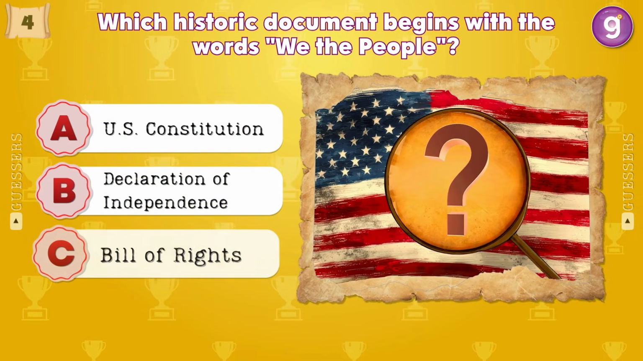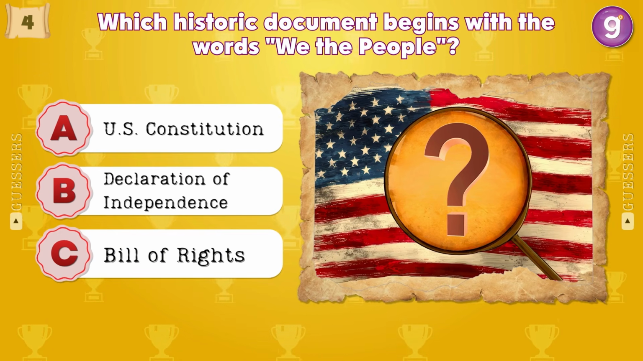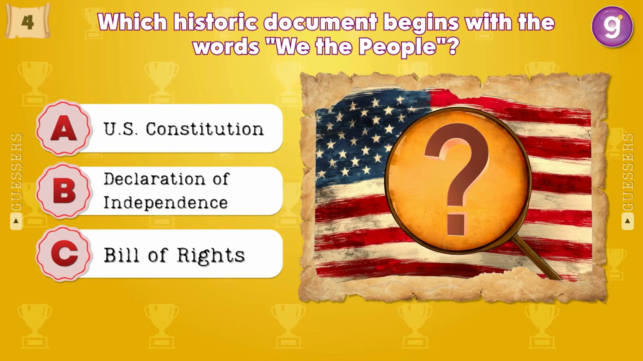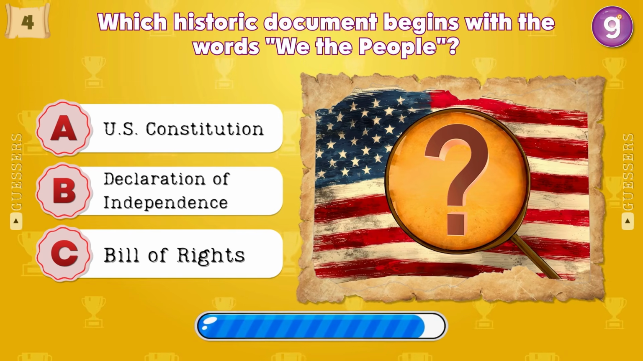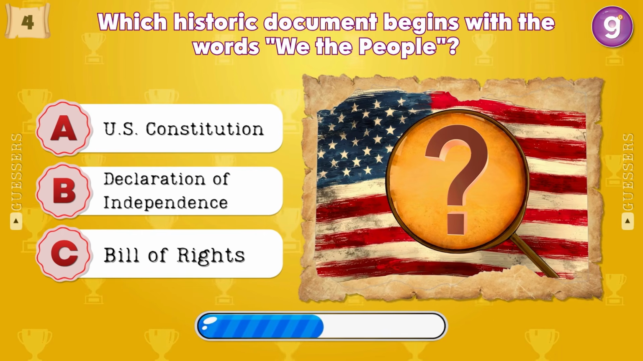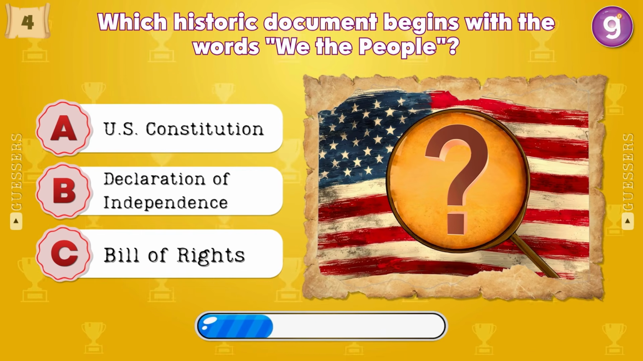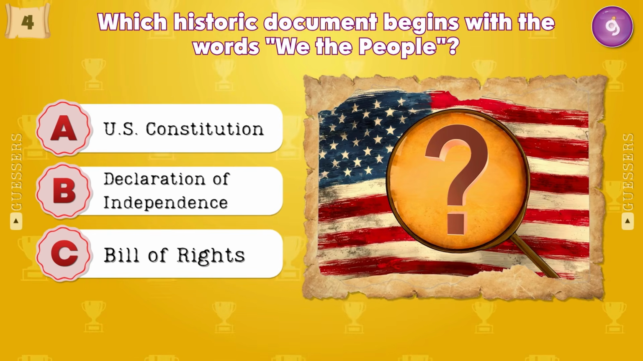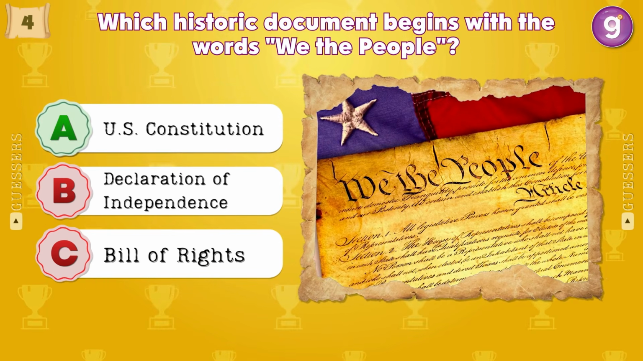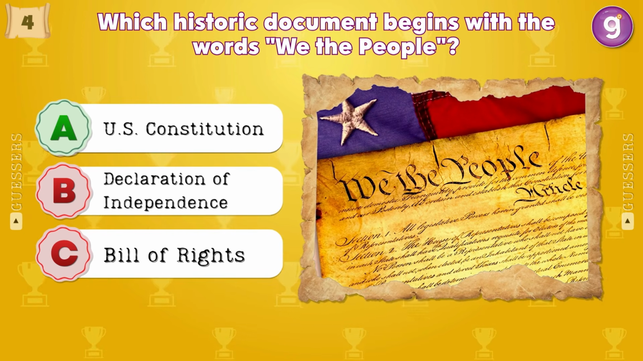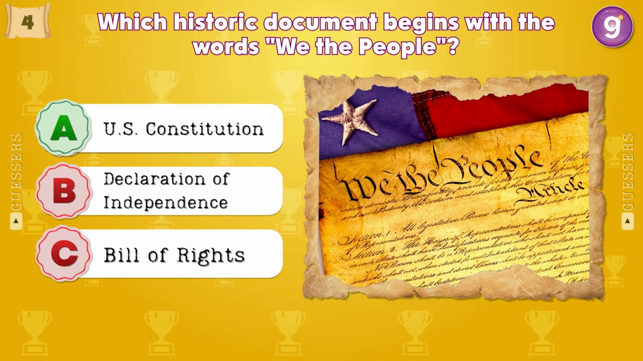Which historic document begins with the words, "We the People"? U.S. Constitution, Declaration of Independence, or Bill of Rights? The U.S. Constitution starts with "We the People," emphasizing that the government's power comes from its citizens.